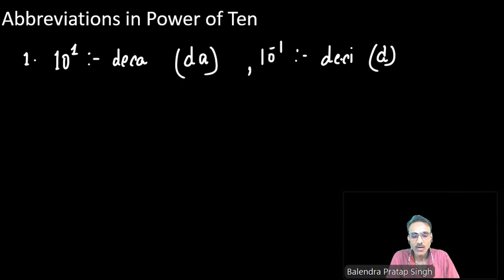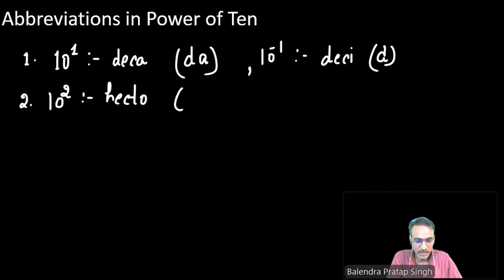Another multiple is 10 raised to the power 2, which is 100, and we call it hecto. The symbol is small h. And if we go for a smaller value, 10 raised to the power minus 2, we are very familiar with this multiple, and we call it centi. The symbol is small c.